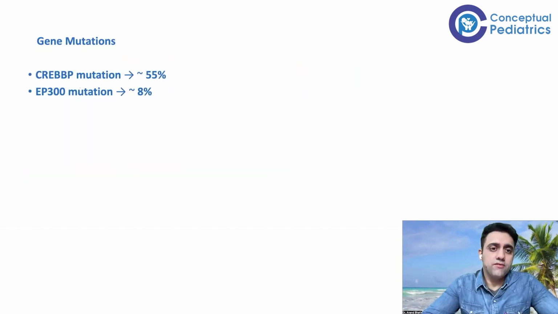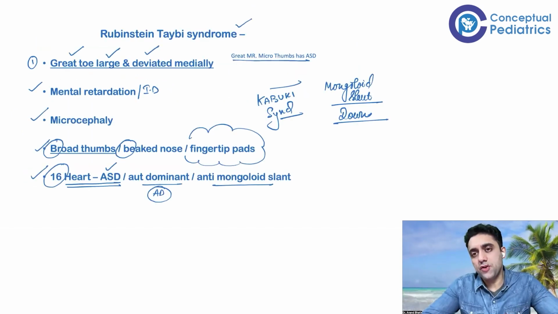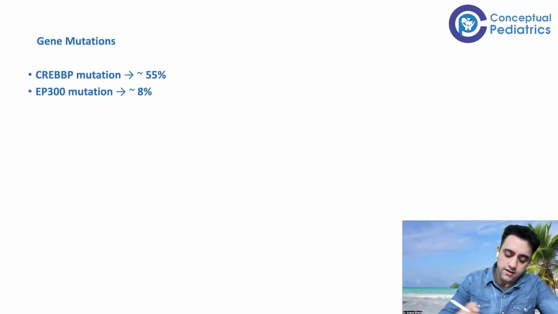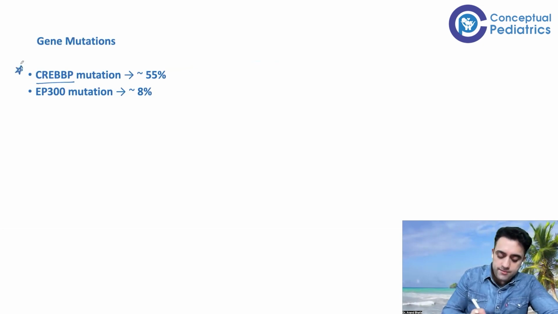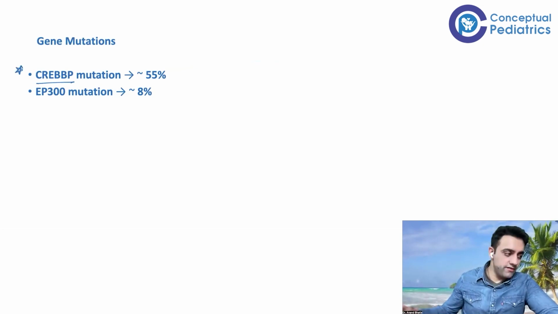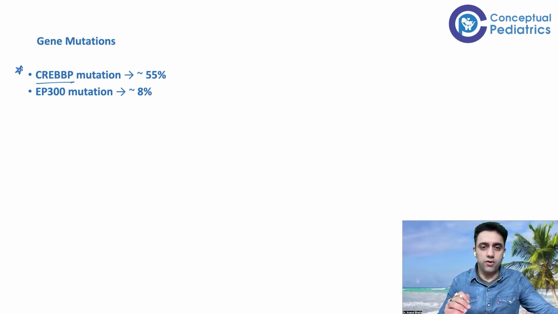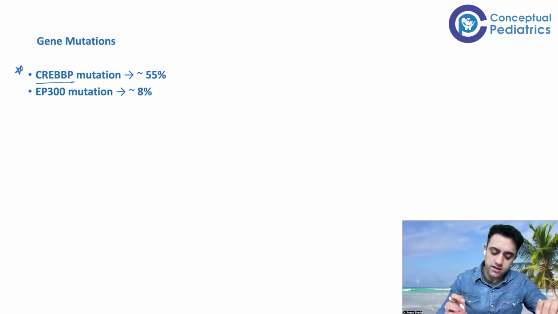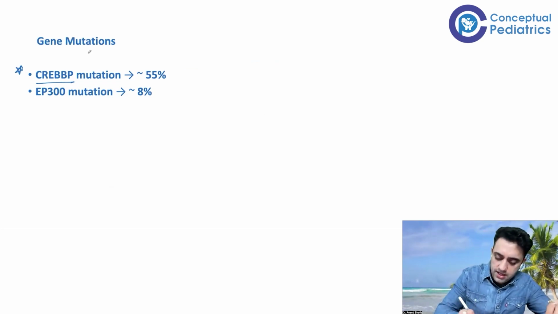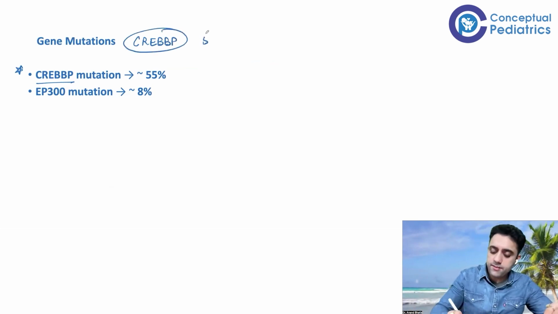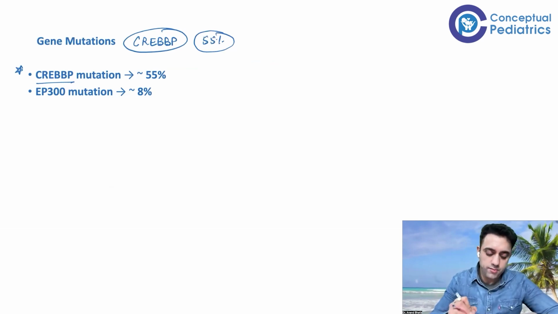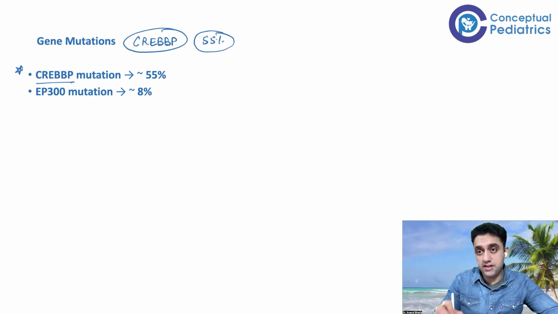And also, very importantly, in Rubinstein Taybi syndrome we have a gene mutation. This also, star mark MCQ, they ask in exam. The patient will have a CREBBP mutation. So CREBBP mutation, 55% of cases are seen because of this one. That is very important, CREBBP mutation.